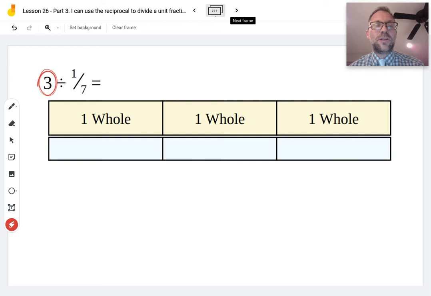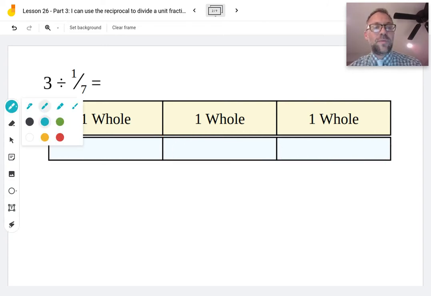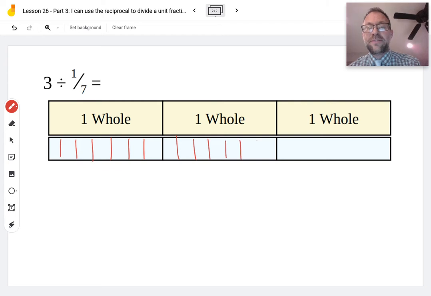Last week, we learned to divide a whole number like 3 by a unit fraction like 1/7. We learned that if we take our 3 wholes, we divide each up into sevenths. So we have 1, 2, 3, 4, 5, 6, 7 sevenths in each of the 3 wholes.